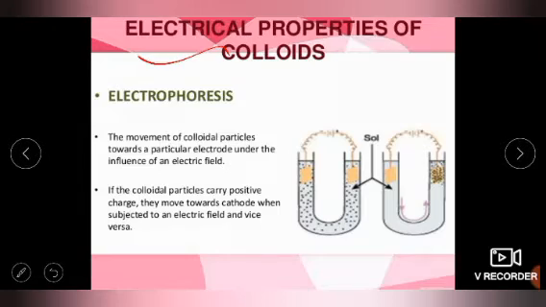Electrical properties we'll talk about. Electrophoresis is the first electrical property: the movement of colloidal particles toward the oppositely charged electrode under the influence of an electric field. If the colloidal particles carry a positive charge, they move toward the cathode when subjected to an electric field, and vice versa.